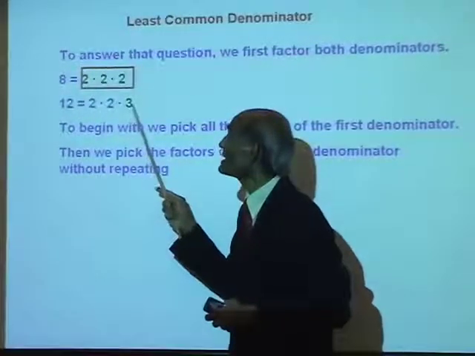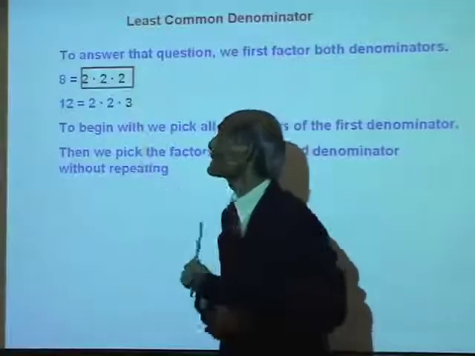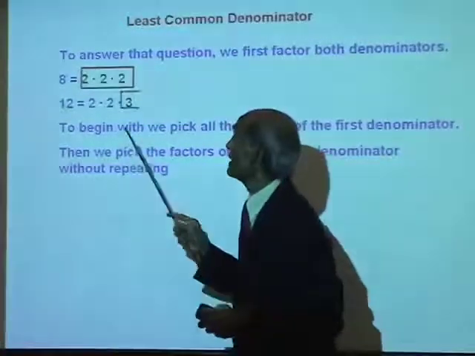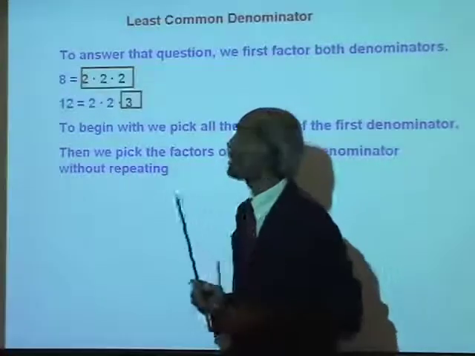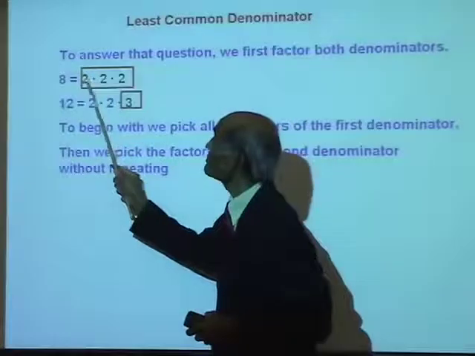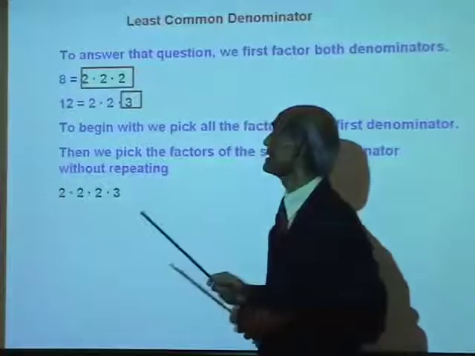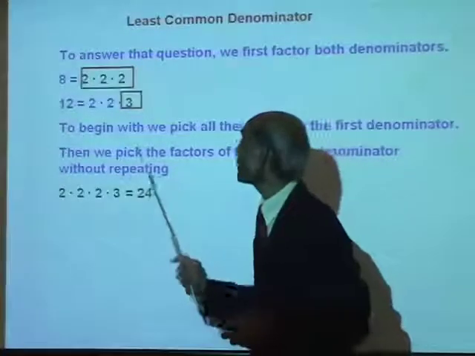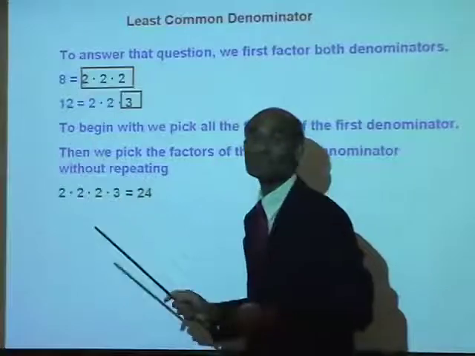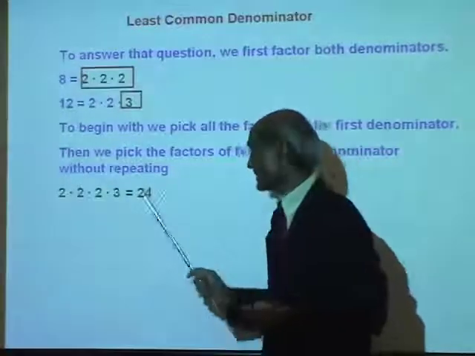But do we need that 3? Yes, because no 3 has been picked already. That means we need to pick that 3. That means our common denominator now should be 2 times 2 times 2 times 3. And what is that equal to? 24. You can see 24 can be divided by 8. And 24 can also be divided by 12.